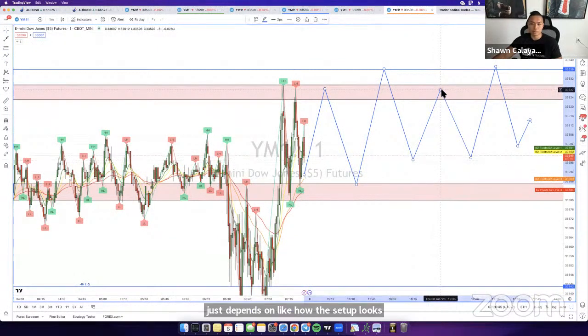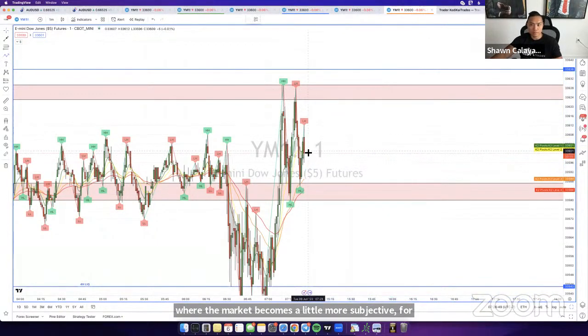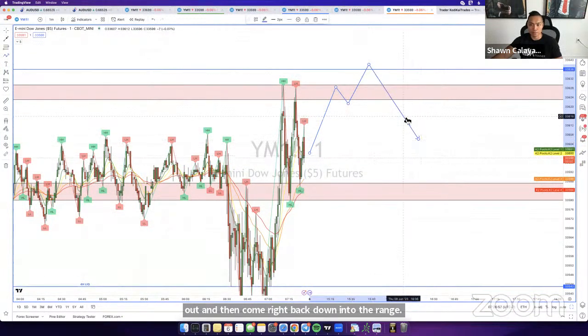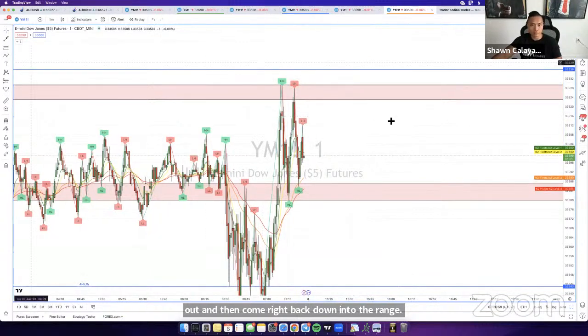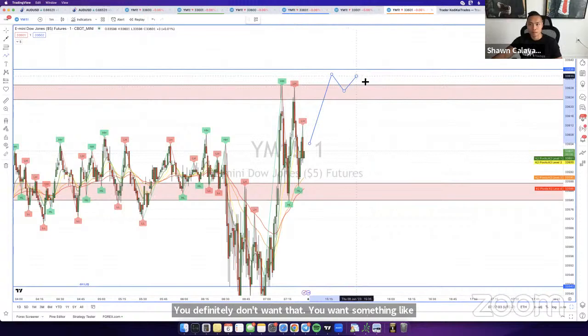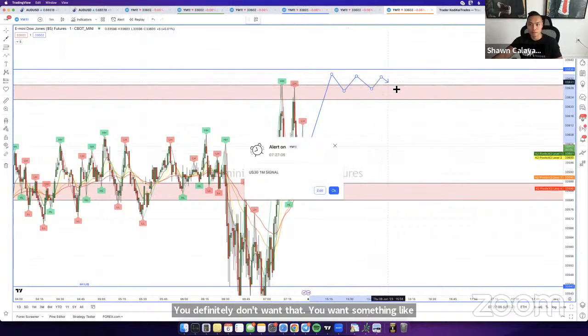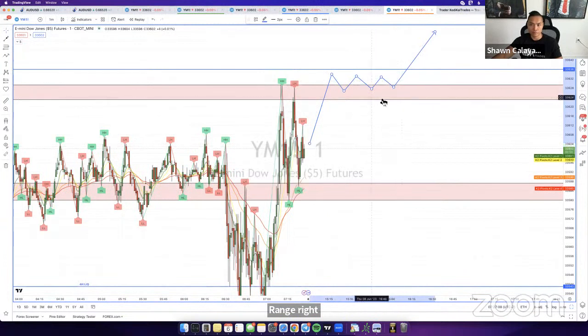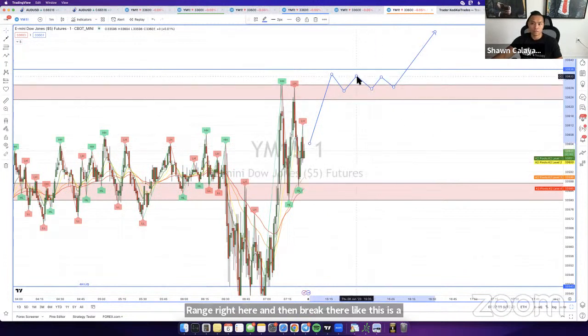This is where the market becomes a little more subjective for these liquidity pushes, because for one, you don't want this type of entry. If you get something like this, it'll fake out and then come right back down into the range. You definitely don't want that. You want something like this: price pushes up, gets close to it, ranges right here, and then breaks through. This is the type of setup that you want to look for.